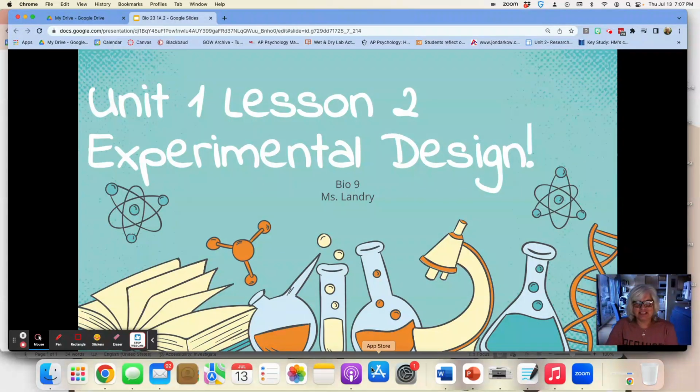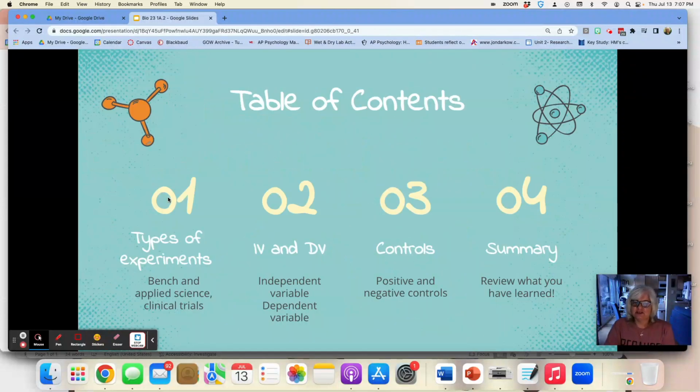So let's jump right into it. What are you going to be learning in this one? You're going to learn about the different types of experiments and the different types of science. You're going to learn about two very important variables, independent and dependent variables, which I know you guys have heard about in the past. You're going to learn about controls, positive and negative, and then we're just going to review. This should be pretty quick, but it's also very important. So make sure you have your notes ready to go.